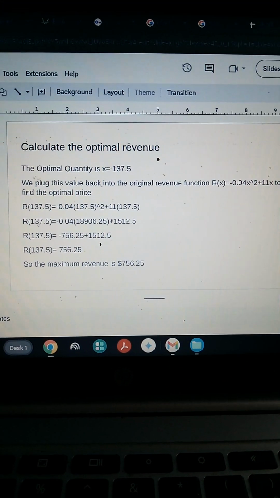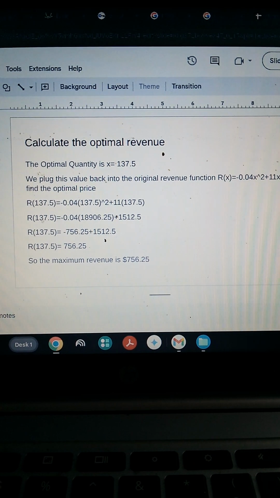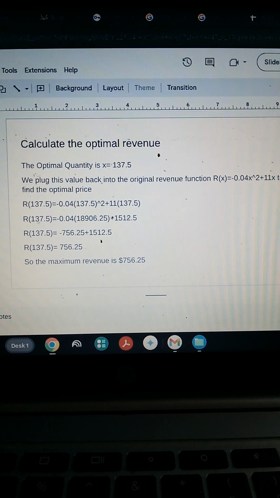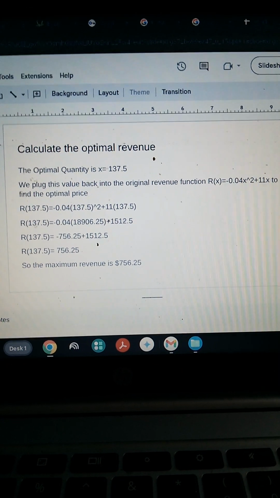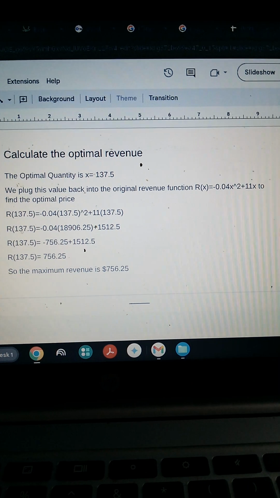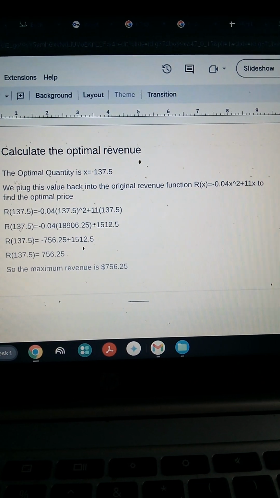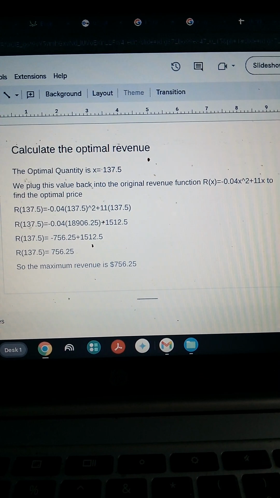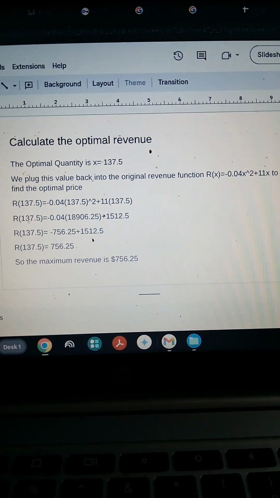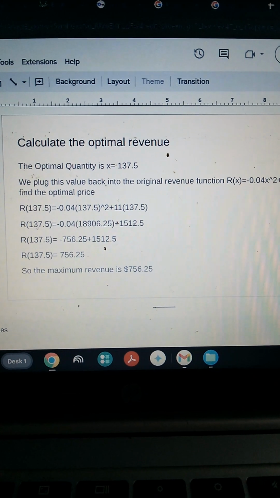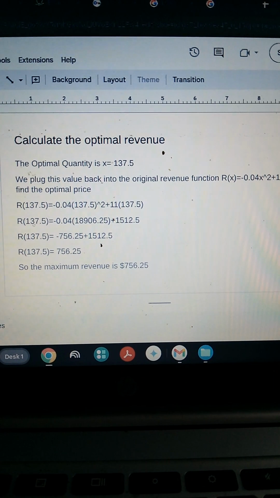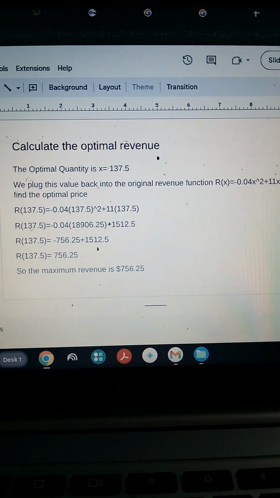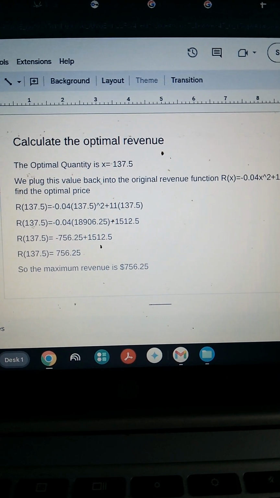Since we did that, now we can calculate the optimal revenue. The optimal quantity is x equals 137.5. We plug that into the original revenue function, which is r of x equals negative 0.04x to the power 2 plus 11x. So you can see how I calculated it. We just plugged in 137.5 for all the x in the original revenue function.